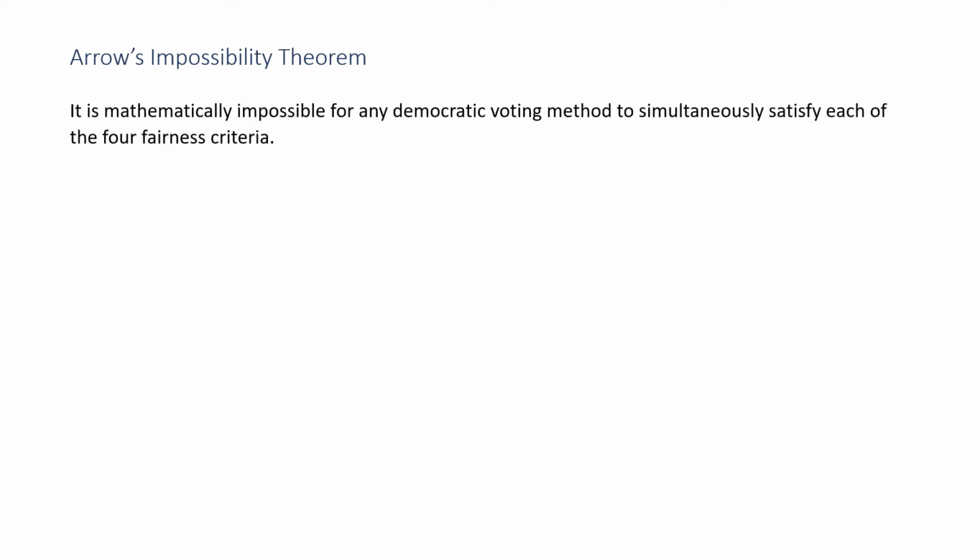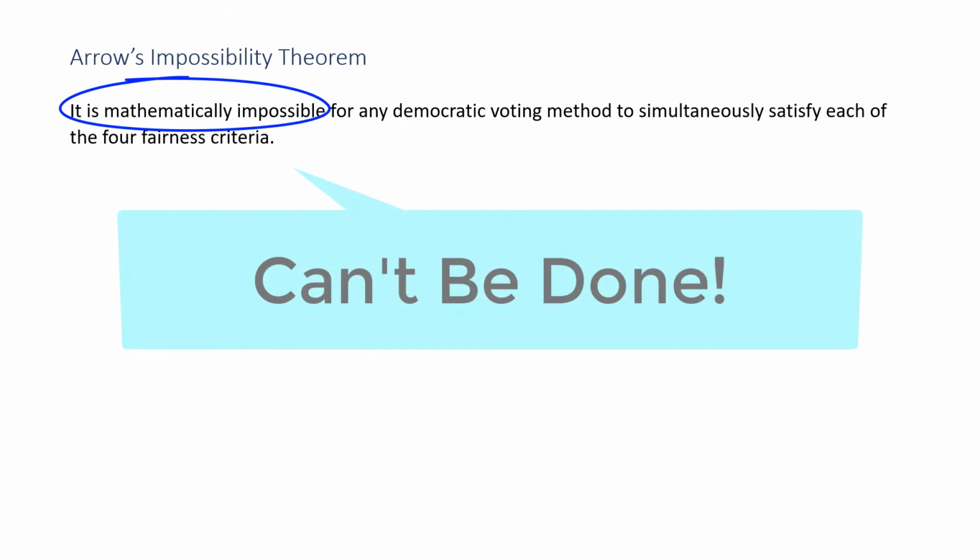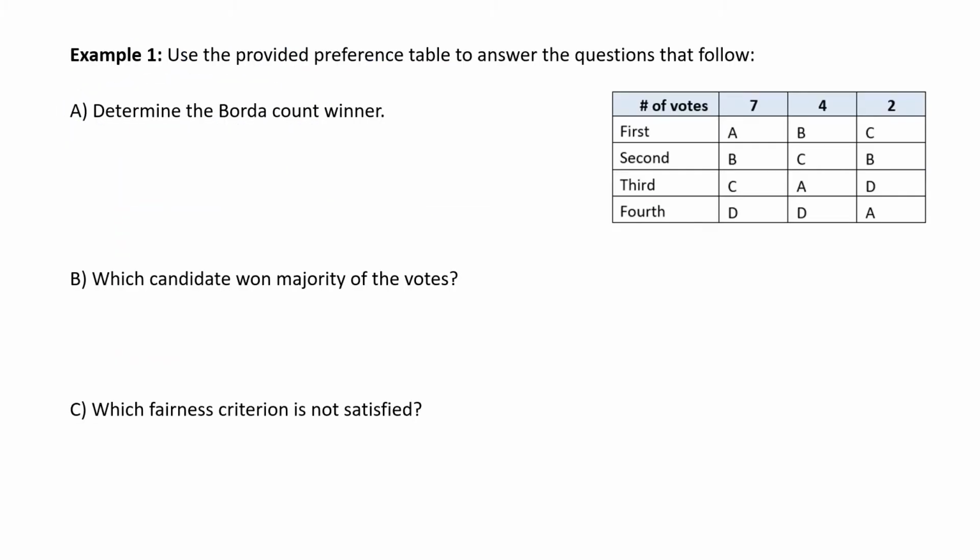Arrow's impossibility theorem states, it is mathematically impossible. Let me state that again. It is mathematically impossible for any democratic voting method to simultaneously satisfy each of the 4 fairness criteria. Example, use the provided preference table to answer the questions that follow.